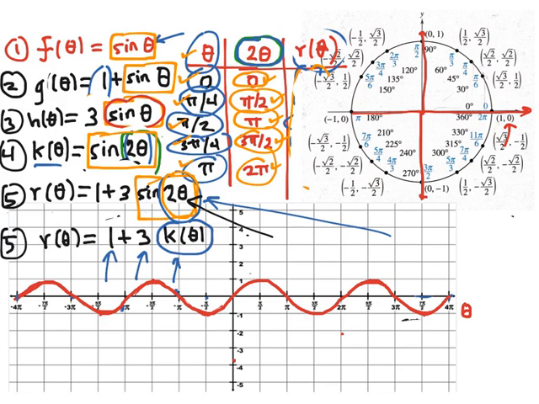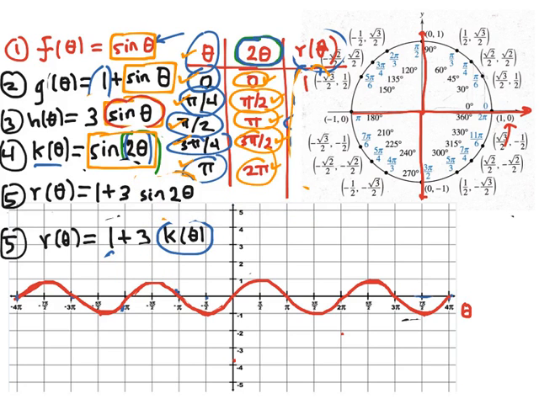When 2 theta is 0, I have sine of 0, which is 0. 3 times 0 is 0, plus 1 is 1. When 2 theta is pi over 2, I have sine of pi over 2, which is 1. 3 times 1 is 3. 3 plus 1 is 4. So I write 4 here. And then when 2 theta is pi, I have sine of pi, which is 0. 3 times 0 is 0. 0 plus 1 is 1. And when 2 theta is 3 pi over 2, sine of 3 pi over 2 is negative 1. 3 times negative 1 is negative 3, plus 1 is negative 2. And when 2 theta is 2 pi, sine of 2 pi is 0. 3 times 0 is 0. 0 plus 1 is 1.